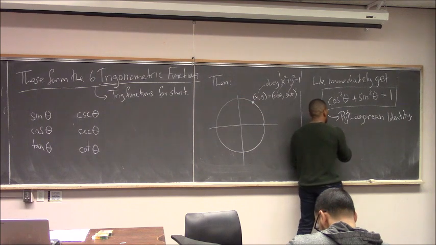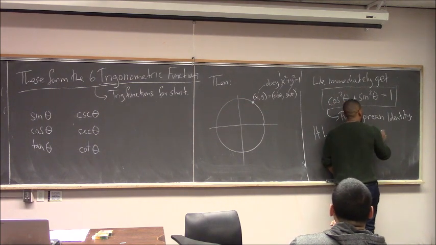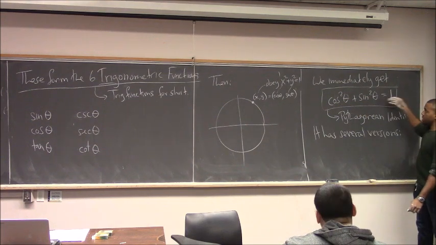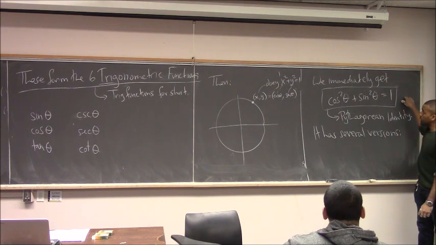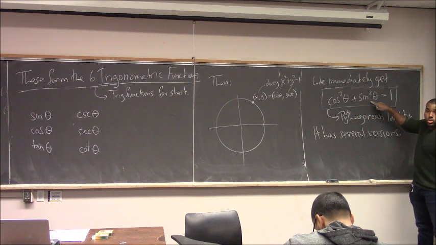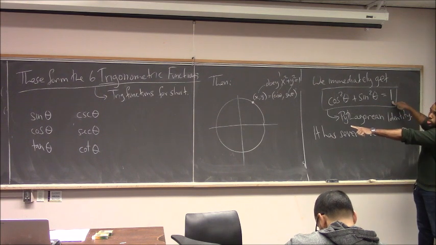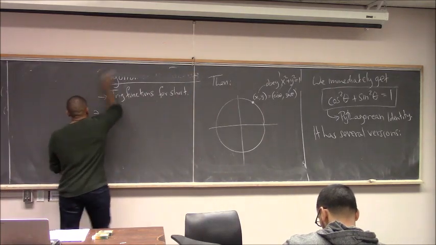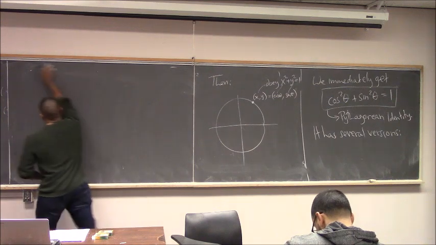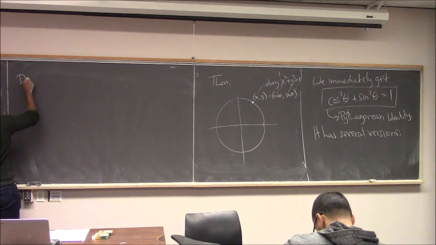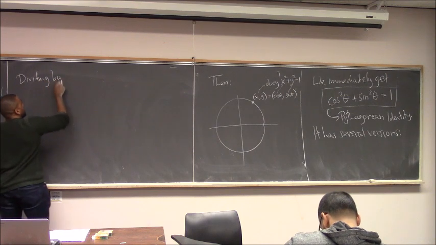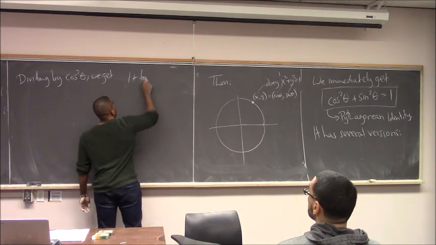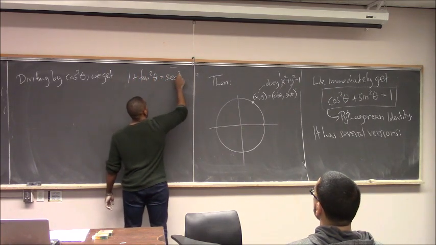It has several versions. For example, I can imagine if I were to take this equation and divide everyone by cosine squared, I would get 1 here, I would get tangent squared here, and I would get, well, 1 over cosine is secant. So I can come up with another version of this equation. So dividing by cosine squared of x, we get 1 plus tangent squared equals secant squared.